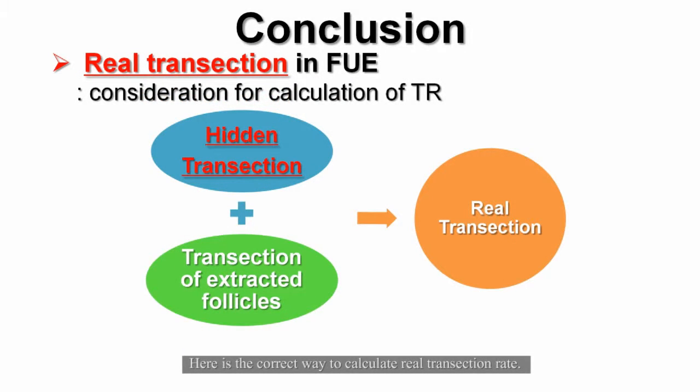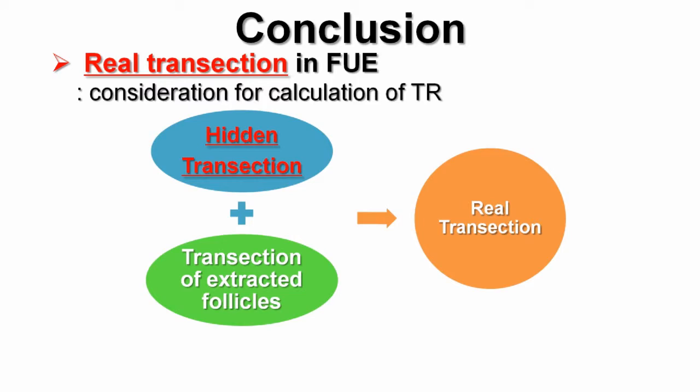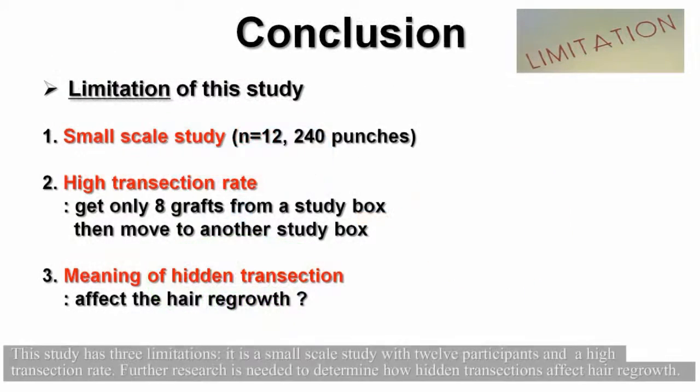Here is the correct way to calculate real transection rate. This study has 3 limitations. It is a small-scale study with 12 participants and a high transection rate. Further research is needed to determine how hidden transection affects hair regrowth.